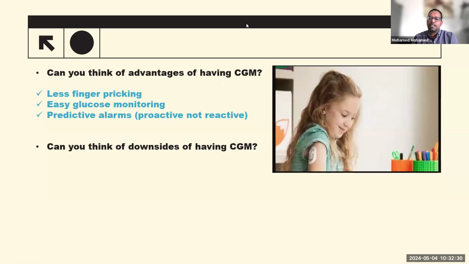But can you think of any downsides of that? Let's see. What do you think, guys? Having a sensor, can it be challenging in any way?